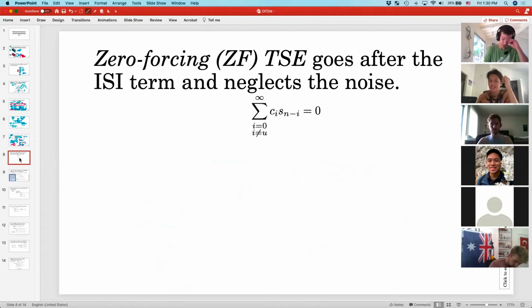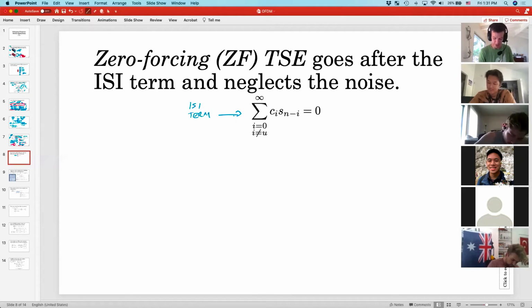Zero forcing is the idea that, you know what, let's just kill off the ISI. The noise is going to be what it's going to be. Well, let's do everything we can to eliminate ISI, and then let the noise chips fall where they may. So if that is the tack that you want to take, then you want to set the ISI term equal to 0. So this is the ISI term from the bottom of the last slide.